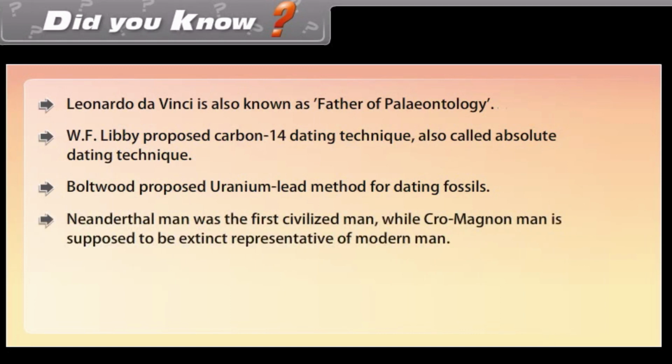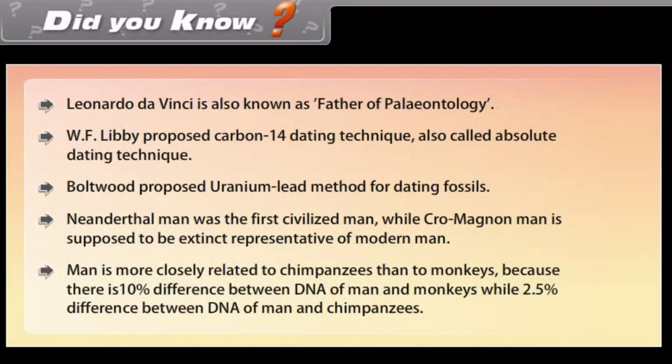Neanderthal man was the first civilized man, while Cro-Magnon man is supposed to be the extinct representative of modern man. Man is more closely related to chimpanzees than to monkeys because there is 10% difference between DNA of man and monkeys, while 2.5% difference between DNA of man and chimpanzees.